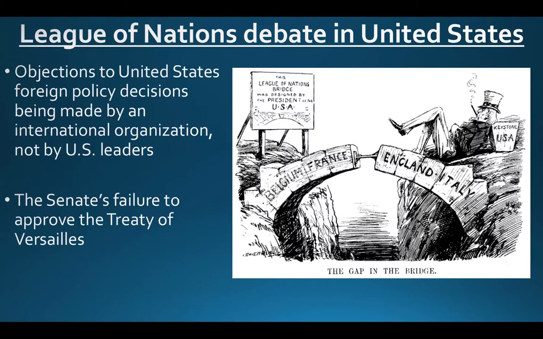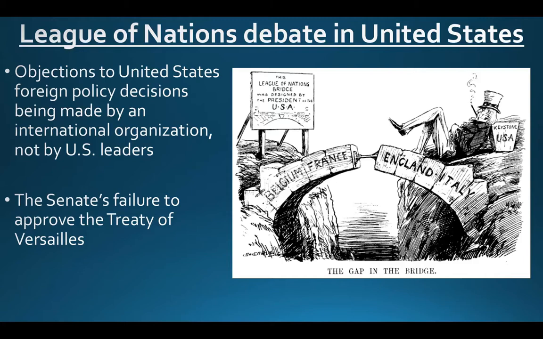You're going to have a bit of debate in the United States as far as ratification, accepting the Treaty of Versailles, and also whether or not to join the League of Nations, which the United States is not going to do either of these. And that's going to be mostly the result of objections to the United States' foreign policy decisions, which had been made by the international community and organizations, and not necessarily by U.S. leaders. But you are also going to have a bit of a squabble here between Woodrow Wilson and the Senate, and as a result, the Senate is also going to not approve of the Treaty of Versailles here in the United States. You can see in this cartoon here, this gap in the middle of the bridge.